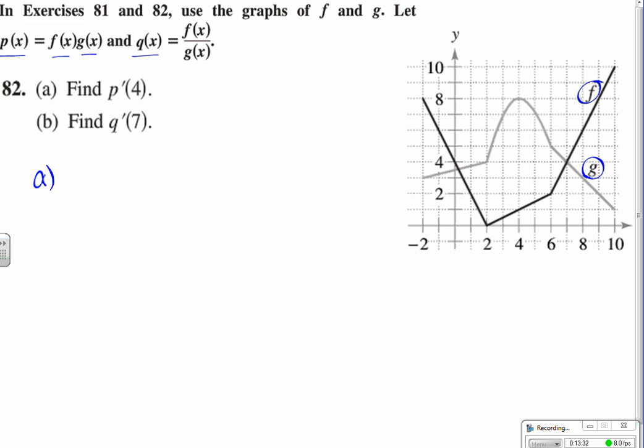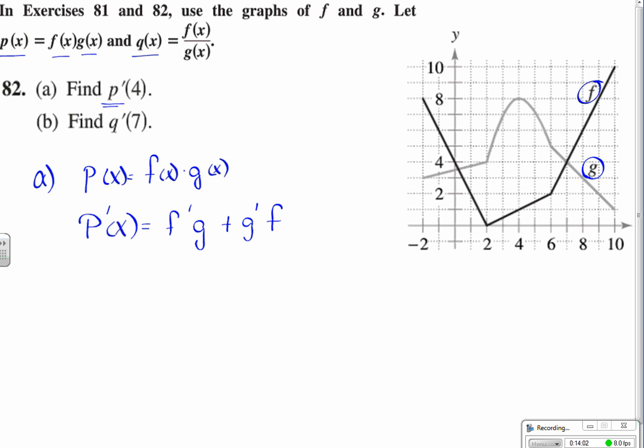Part A. Find p prime of 4. Regular p is f of x times g of x. We want to get to p prime, so p prime of x is going to be the product rule. Notice how they're held together with multiplication. Derivative of the first times the second, added with derivative of the second times the first. So there's my game plan.